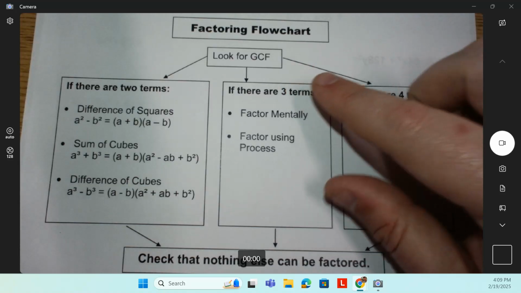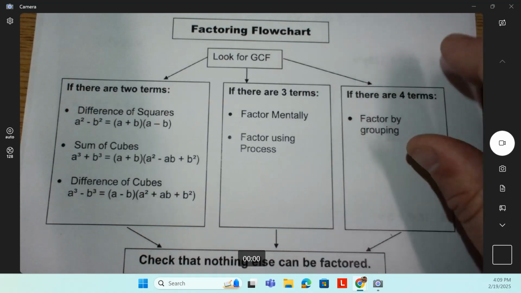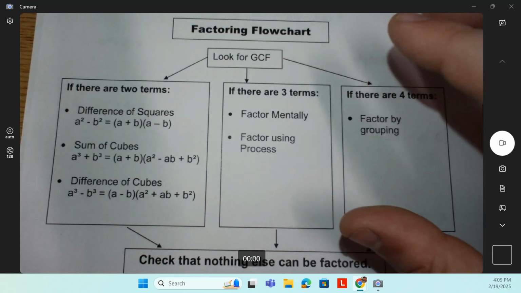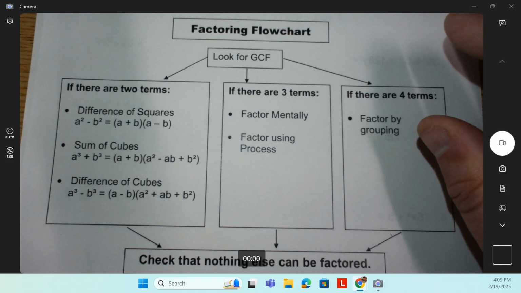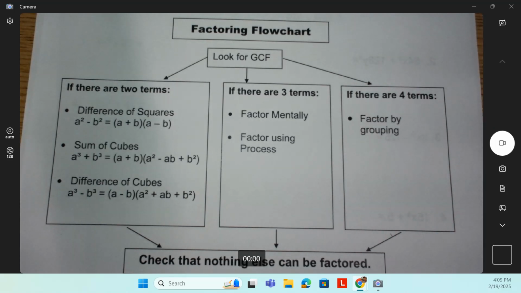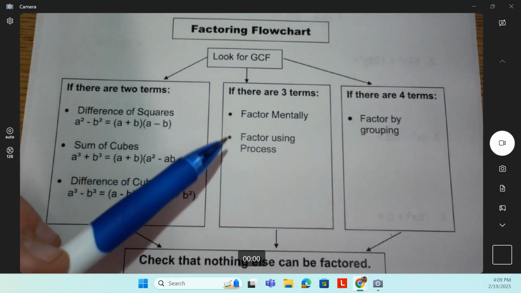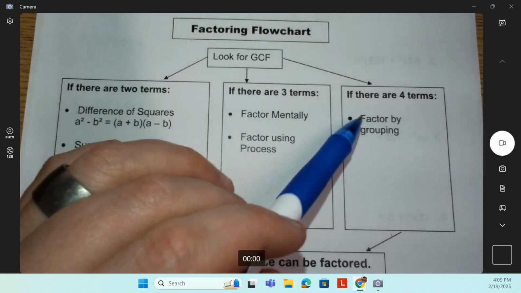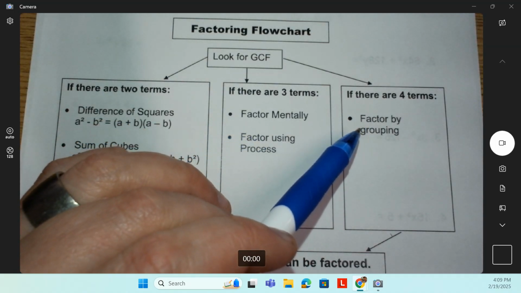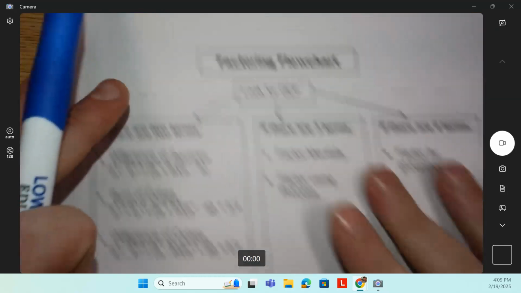Because if I can pull out a 5 or a 3 or a 24 or anything or a 6x squared, then I want to pull that out from all of them first because that's going to make it as easy as possible. Then today we might see a few difference of squares, then ones that we can factor using a process or factor mentally, and then the ones that have four terms where we factor by grouping. So that's kind of what we're looking at today on this assignment.